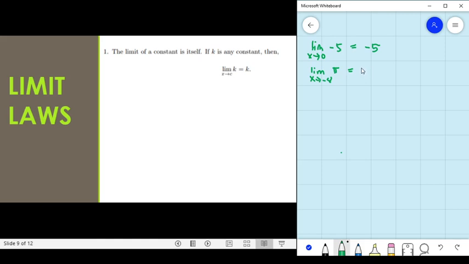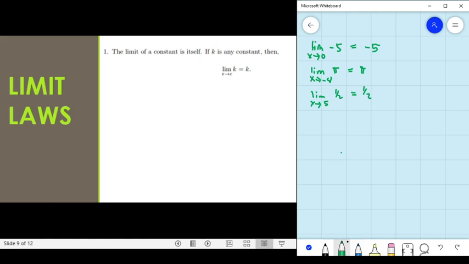So, ang answer is pi. Okay? The limit of 1/2 as x approaches 5. So, since ang 1/2 kay constant man, so ang answer is 1/2 gihapon. Okay?